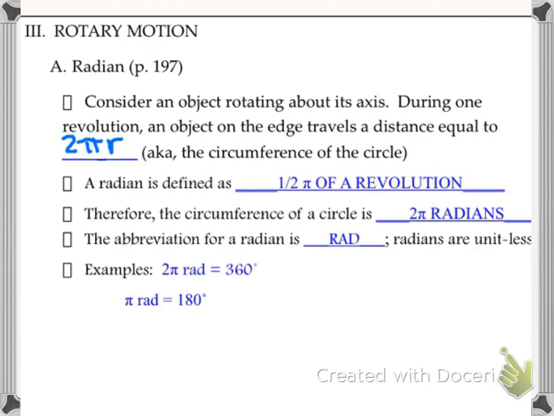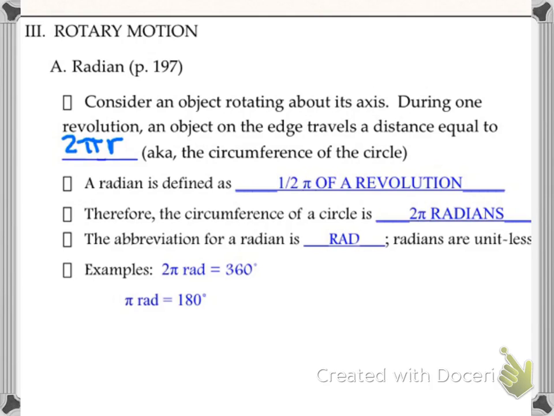Roman numeral 3 is on rotary motion. We will be looking at objects that are rotating about an axis. And then we're going to use some of the terms that you've already studied, such as displacement, velocity, and acceleration, and show how they can be translated into something that's moving. So we're going to start out with a radian.